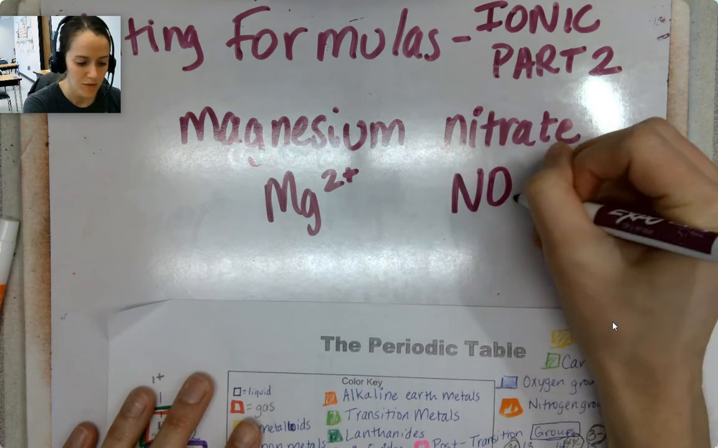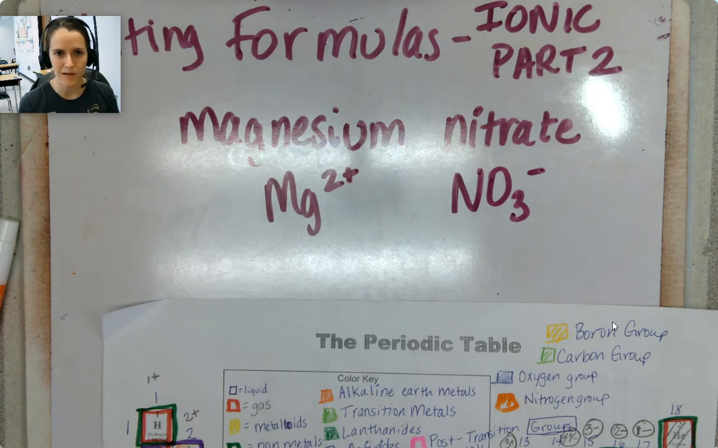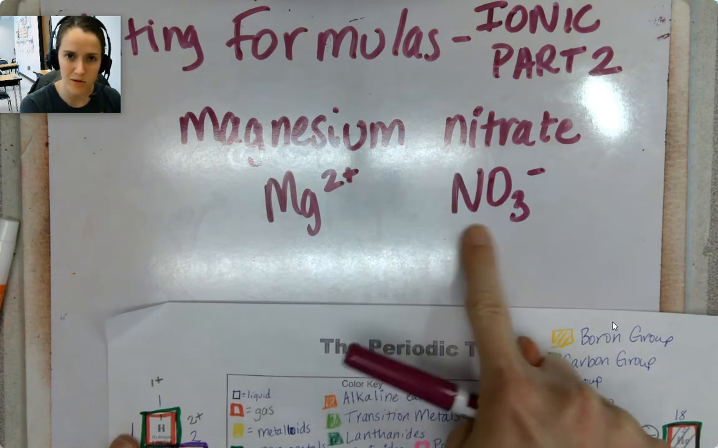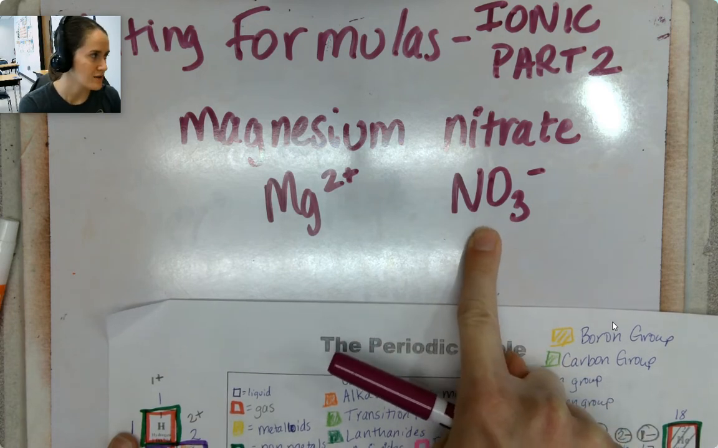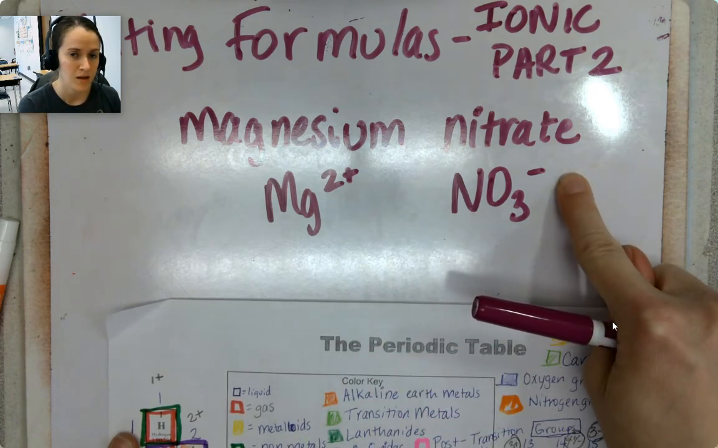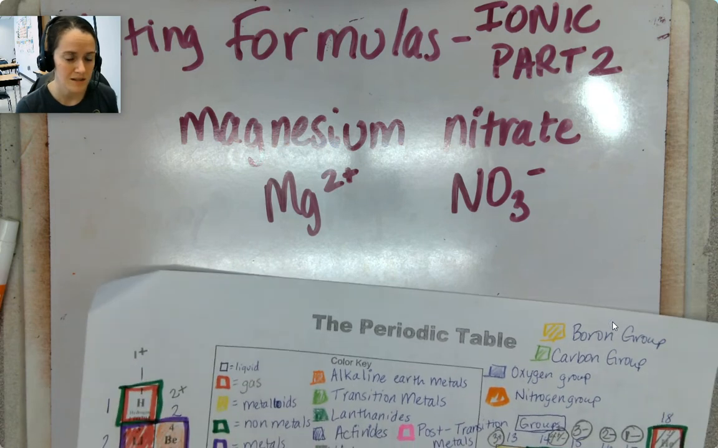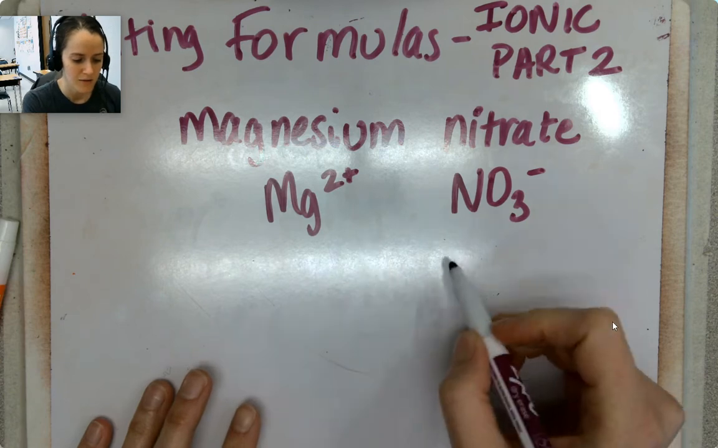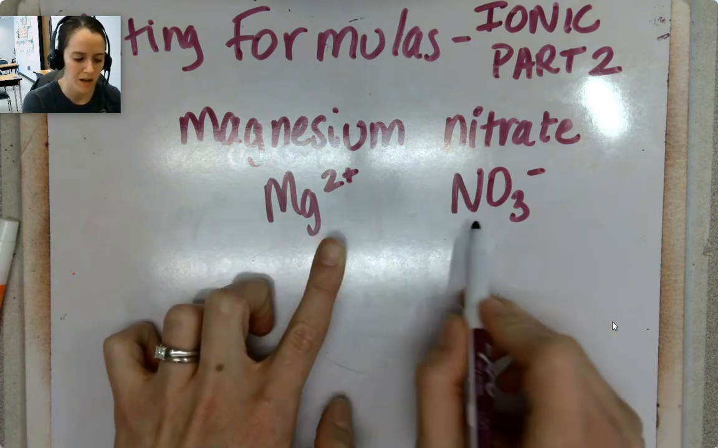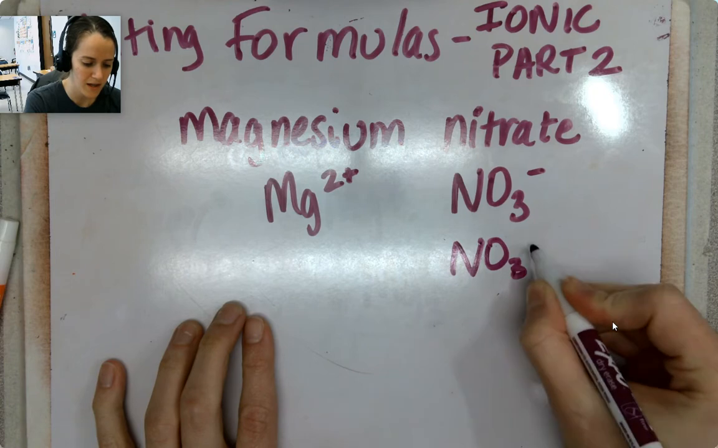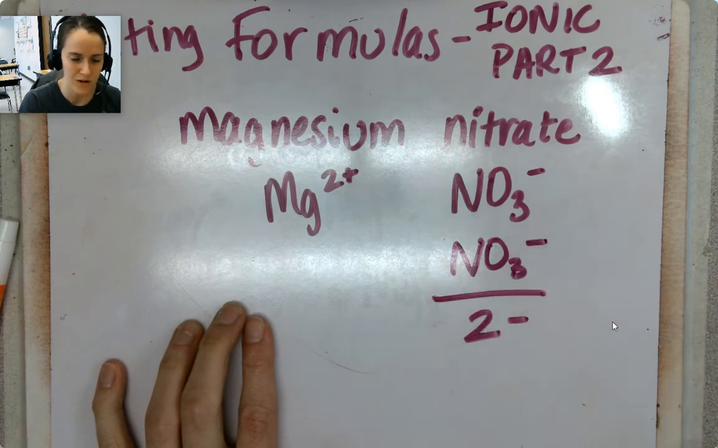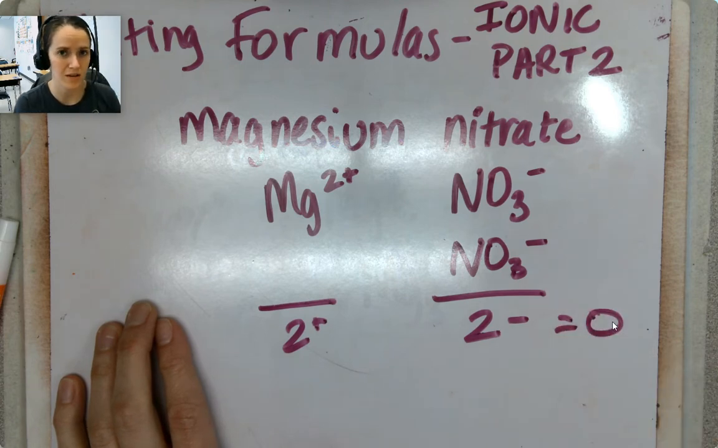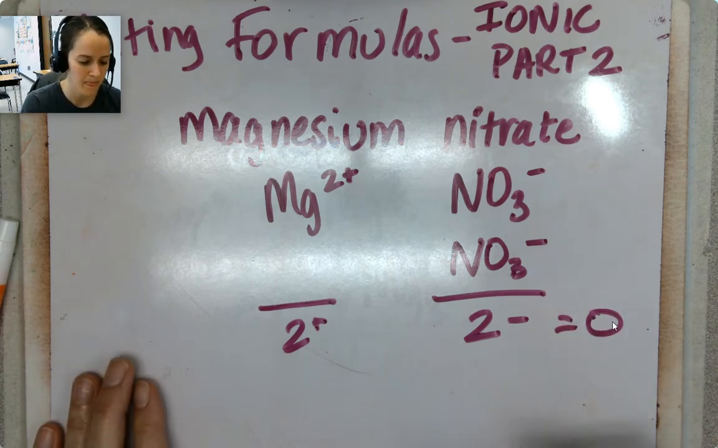If you look it up, you'll find that nitrate is NO3 negative. And this is all one thing. That means these atoms are all bound to each other, and as a group, they have one extra electron. So we still follow the same drop and swap process, but we need to use parentheses. See how I have 2 plus here? I'm going to need 2 of this whole thing in order to get my 2 negatives with my 2 positives to equal 0 altogether. So how do I represent this?